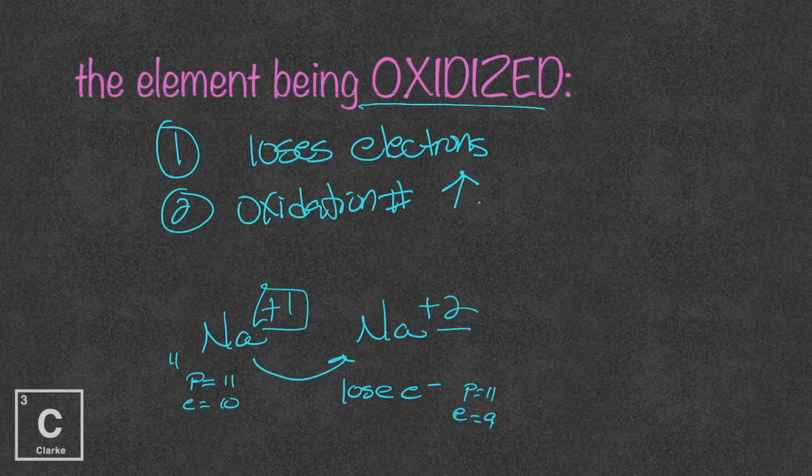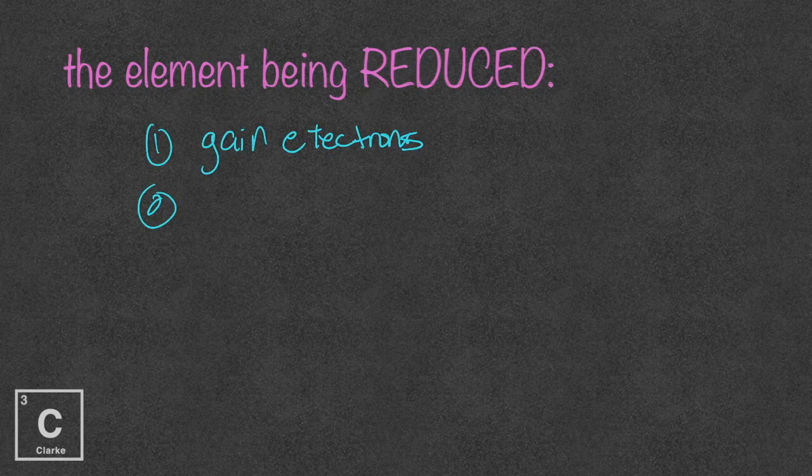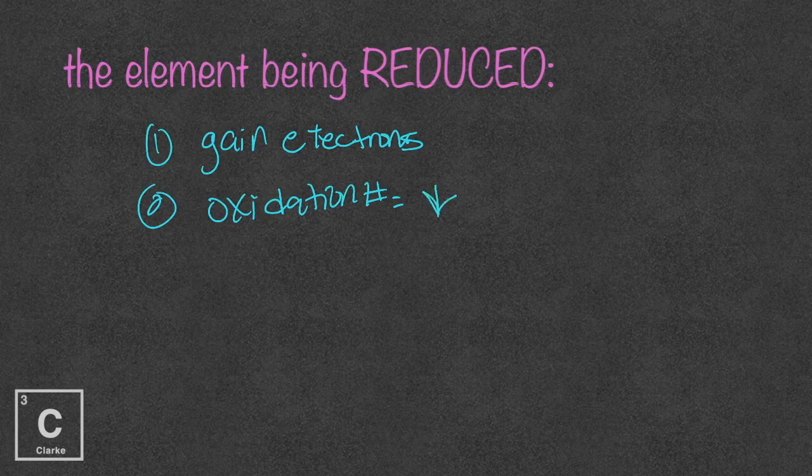So when elements are being oxidized, they are losing electrons, but their oxidation numbers are increasing because remember, electrons are negative. When elements are being reduced, they are gaining electrons. But what that means for the oxidation number, since gaining electrons makes you more negative, is that the oxidation number is actually going to be decreasing. Let's go back to our sodium plus 1. If we go to just sodium 0, which was just neutral sodium, we would have to gain an electron to do this.